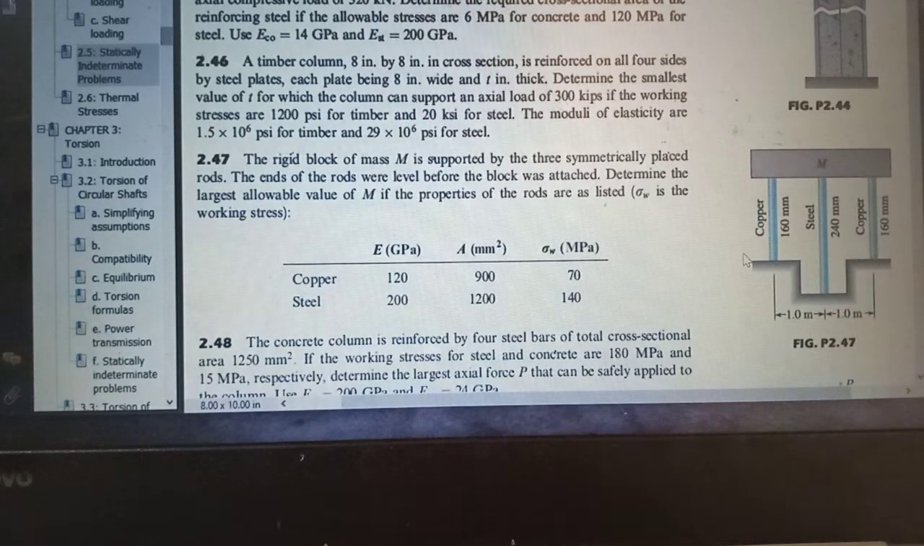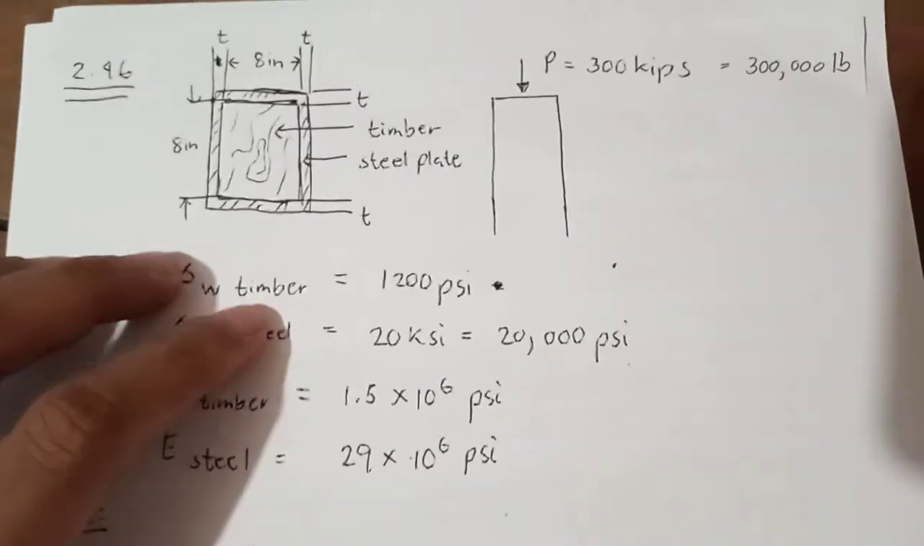So this is our example problem. In this PDF book, it has no figure available, so we make our own figure. Without further ado, we'll go to the solution. So here is my solution for this problem.